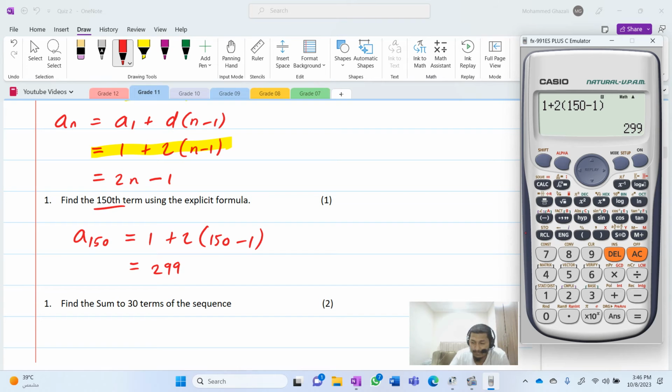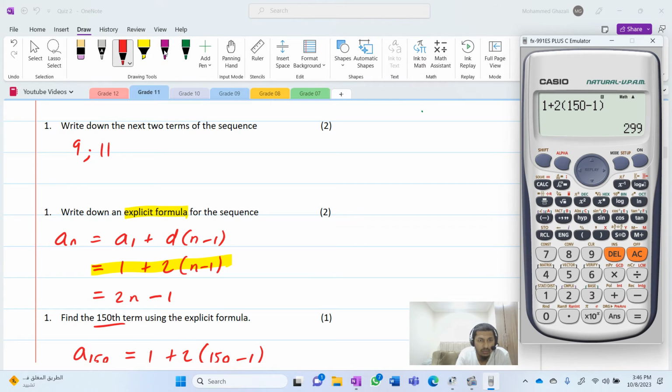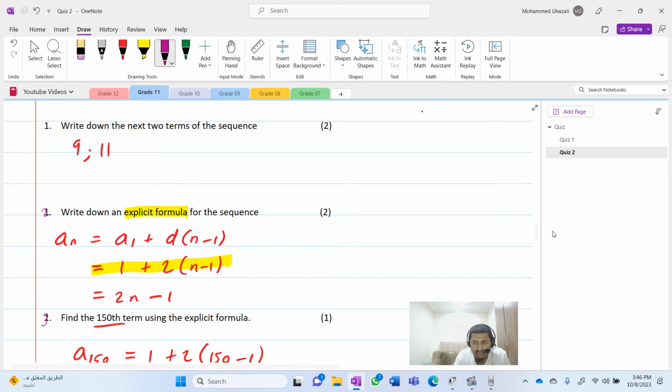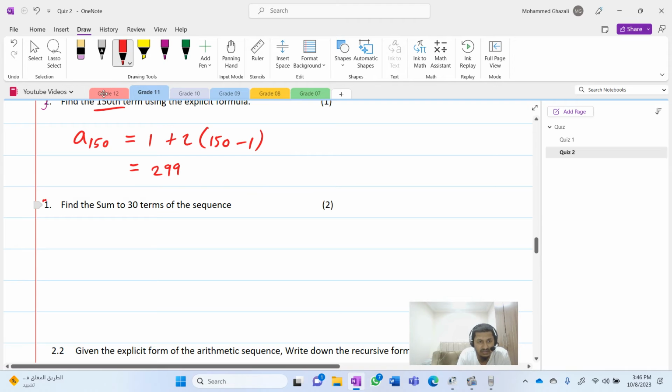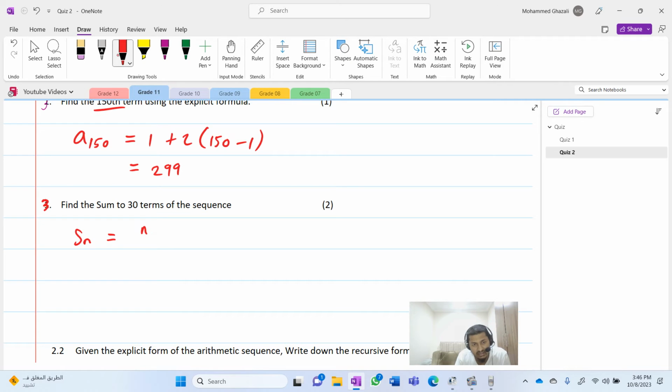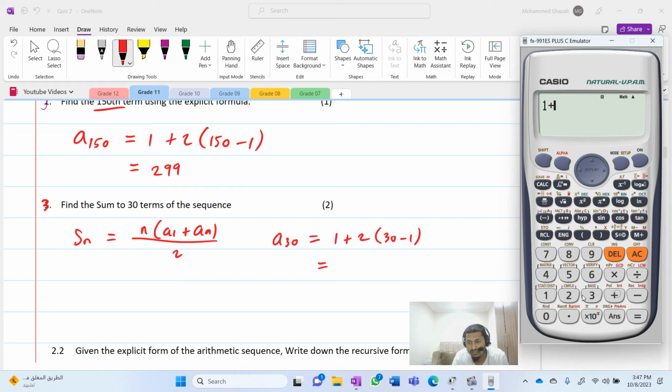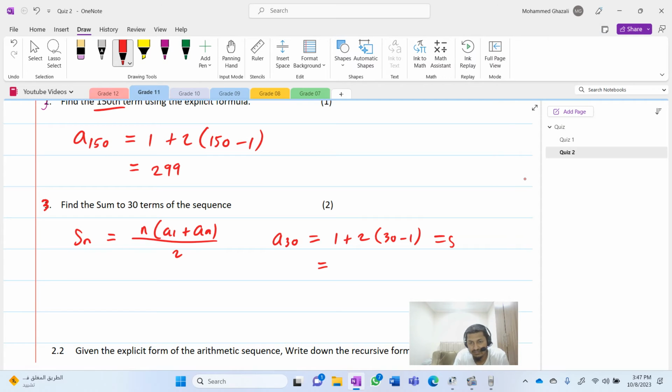The fourth one is to find the sum to 30 terms. Sum to 30 terms will be Sn is equal to n into a1 plus an divided by 2. So we need to know what is a30, because we need to know what's the last term. A30 will be 1 plus 2 into 30 minus 1. So 1 plus 2 into 29. We should get 59.